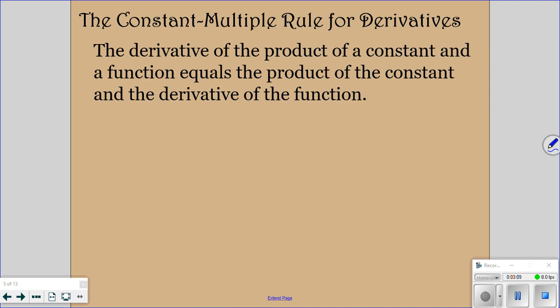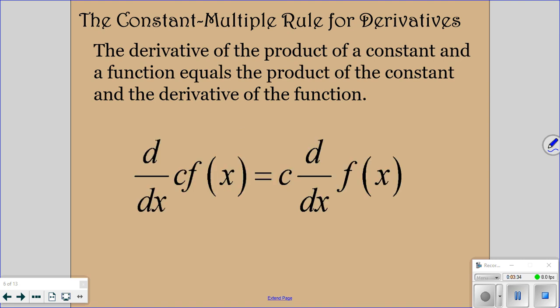Now, the derivative of a product of a constant and a function is just going to be the product of the constant and the derivative of the function. So if you have n times f of x and you take the derivative, that's just going to be n times the derivative of your function, where n is some random number. So c f of x, you're just going to take the derivative of your f of x, and whatever you get for that, multiply it by c.